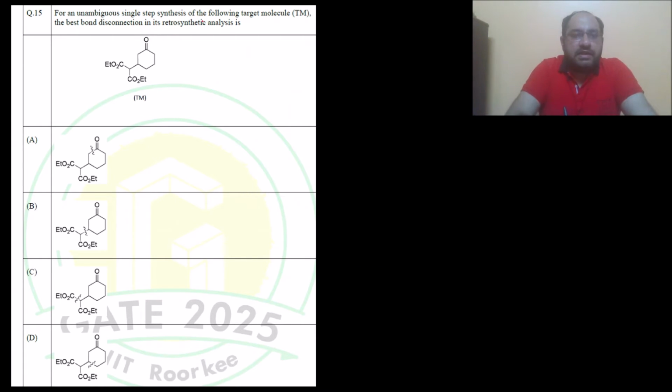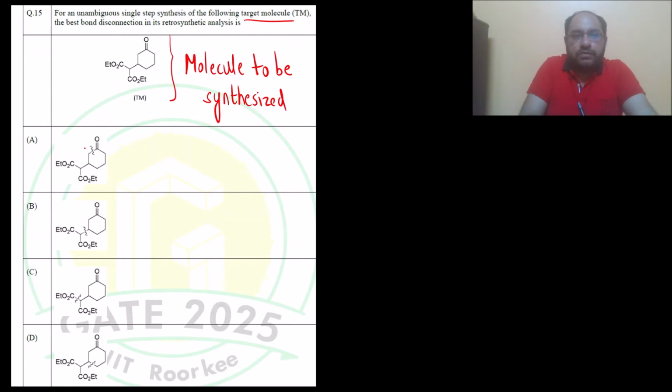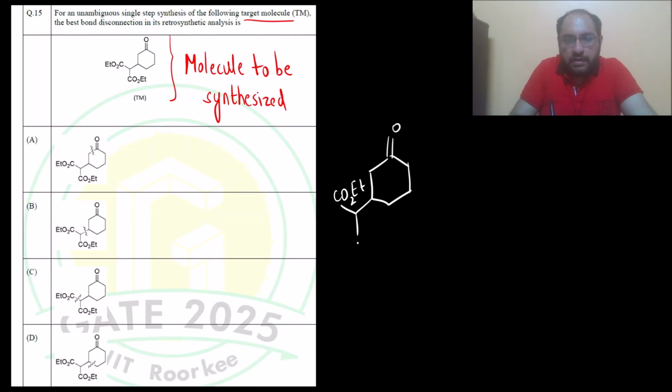For an unambiguous single step synthesis of the following target molecule. So this is a target molecule. What is the meaning of target molecule? The molecule that you want to synthesize, or the molecule to be synthesized. Okay, so basically what you have to do is fragmentation, or that process is called disconnection. Okay, this is the target molecule that is given.